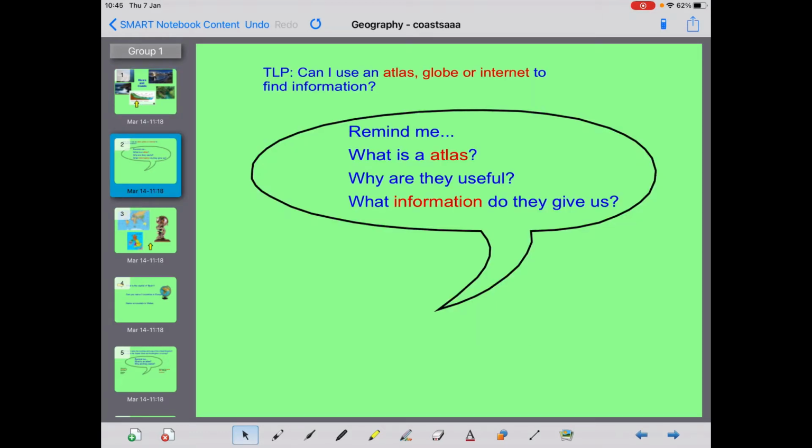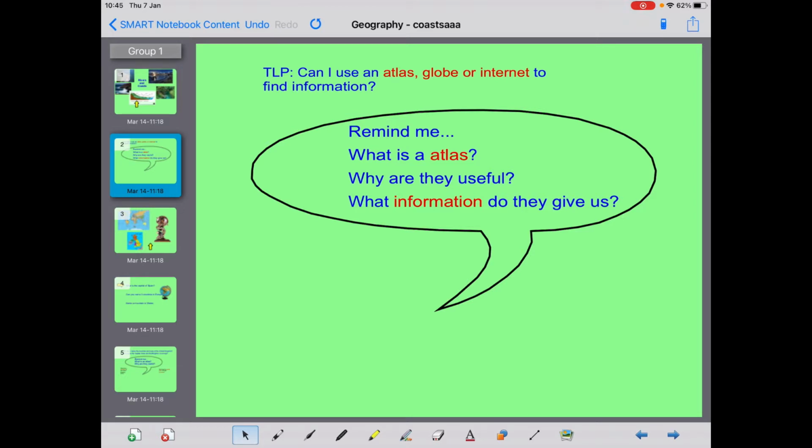But in our first lesson, what we would usually do is look at the atlases we have in class. Now, I totally understand that lots of you won't have an atlas at home, but hopefully you might have a globe or a map of the world, or maybe even a jigsaw of the world, and hopefully be able to access the internet to find information.